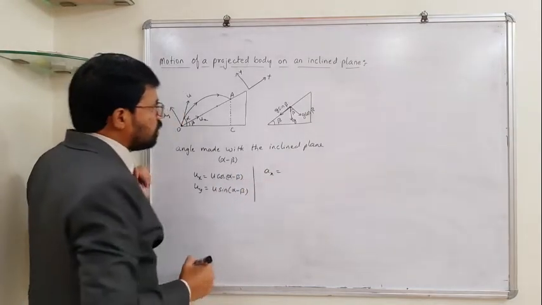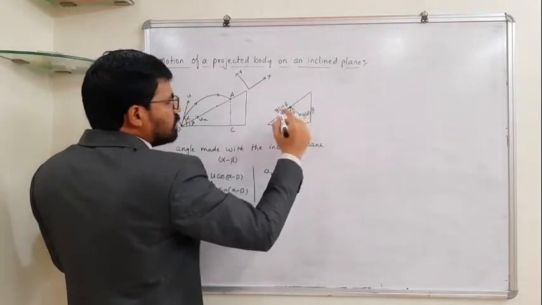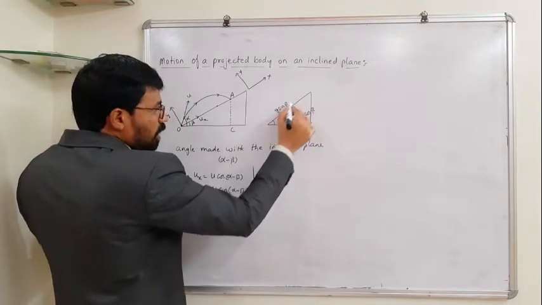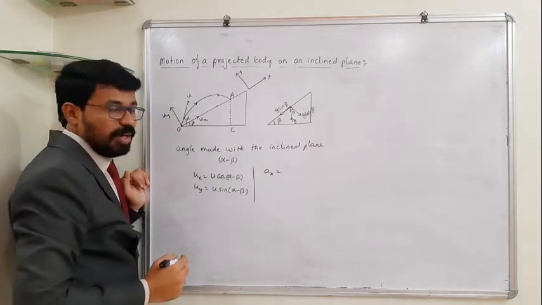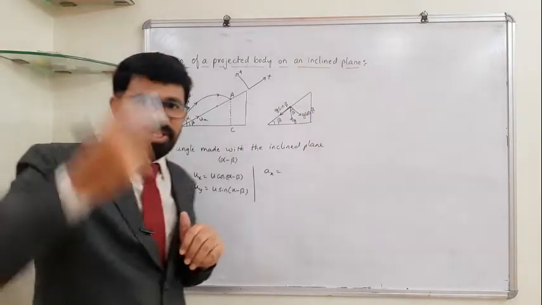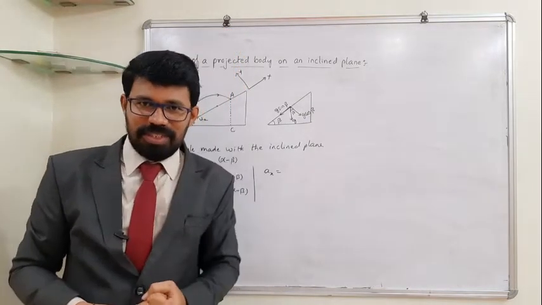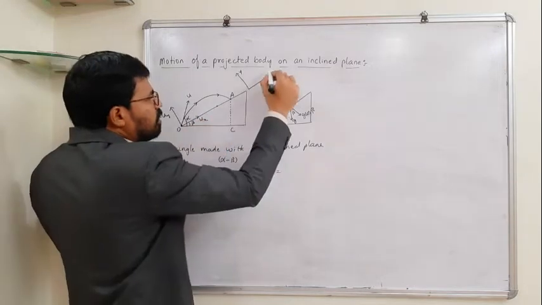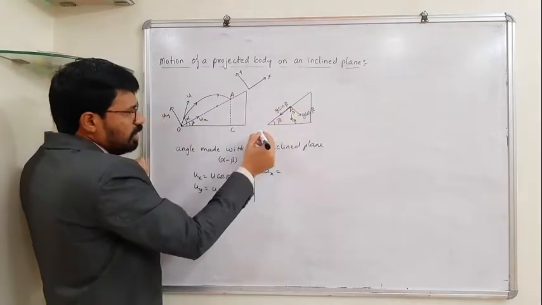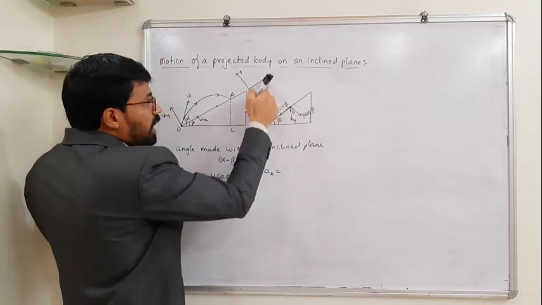Ax, acceleration along x direction. Along x direction, is there any g acting? No, acceleration due to gravity is not there. Along the minus x direction, it is acting. How much is that? g sine beta. See, if the body is moving in the upward direction, in which direction does it experience acceleration due to gravity? In the downward direction, isn't it? Similarly, when the body is traveling along this direction, it is experiencing acceleration due to gravity in the opposite direction, in the negative x direction.